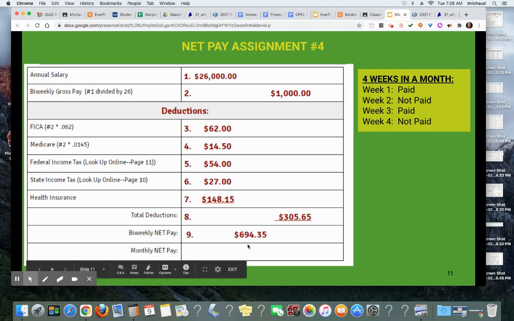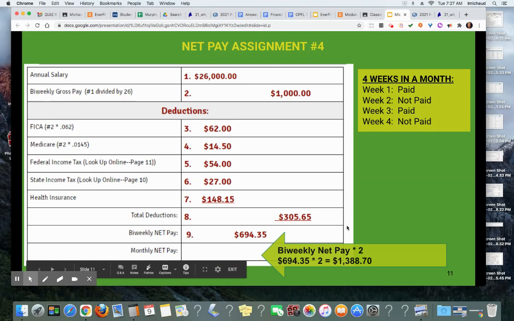And the last step is the monthly net pay. We do monthly because that's how we create our budgets. It's on a monthly basis. So we want to take our biweekly net pay and multiply it by 2. And the reason for this is there's usually 4 weeks in a month. So let's assume week 1 you get paid, but week 2 you do not. Week 3 you get paid, week 4 you do not. So in most months, not all, but in most months you get paid twice.